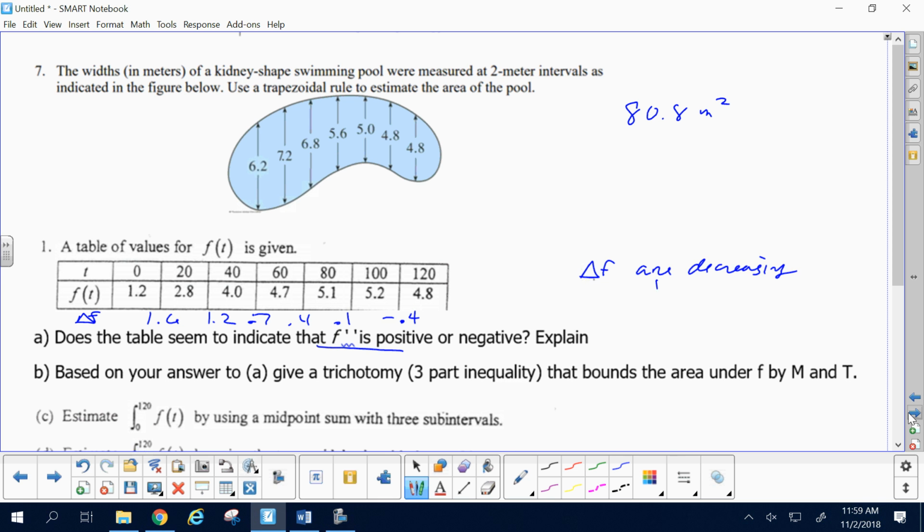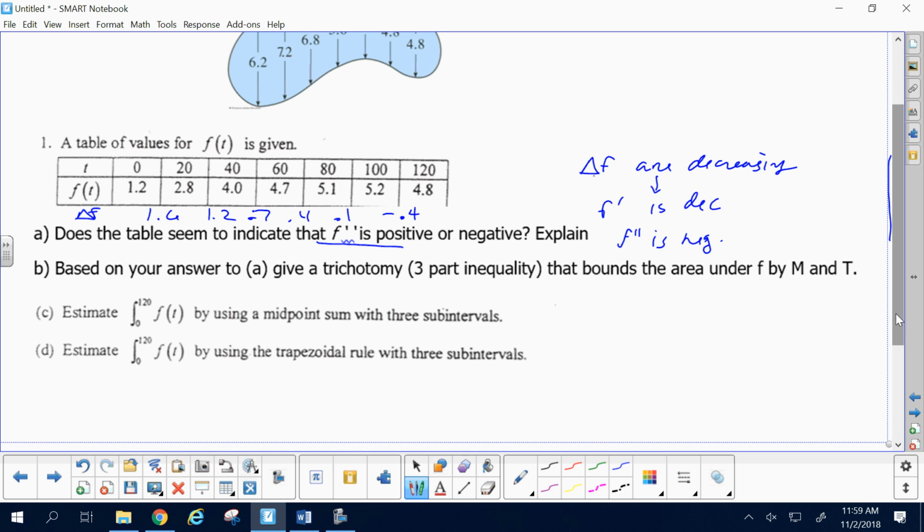So that seems to imply that F prime is decreasing, and if F prime is decreasing, its derivative is negative, which implies F double prime is negative. Okay. Based on your answer, what about the function? It's between M and T, but on which side is which?